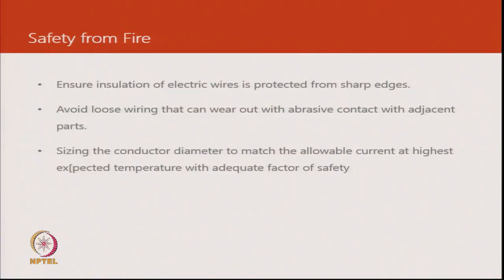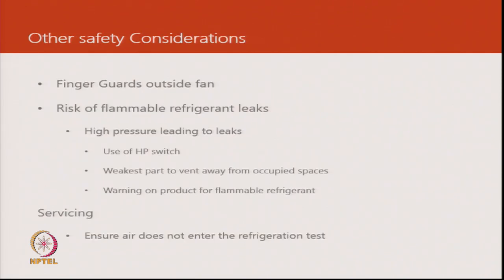And then the conductor diameter to match the maximum allowable current at the highest expected temperature with the right level of safety. And finger guards outside moving parts like condenser fans, and wherever there is a pressure risk, we can use an HP switch. We will also notice later that an HP switch can be used for compressor protection, but also for preventing components like tubing from failing in high pressure refrigerants, particularly CO2. If CO2 is used as a refrigerant, then a high pressure switch.